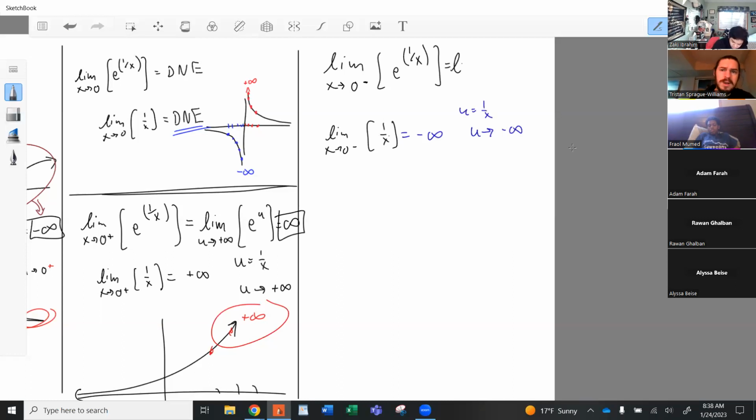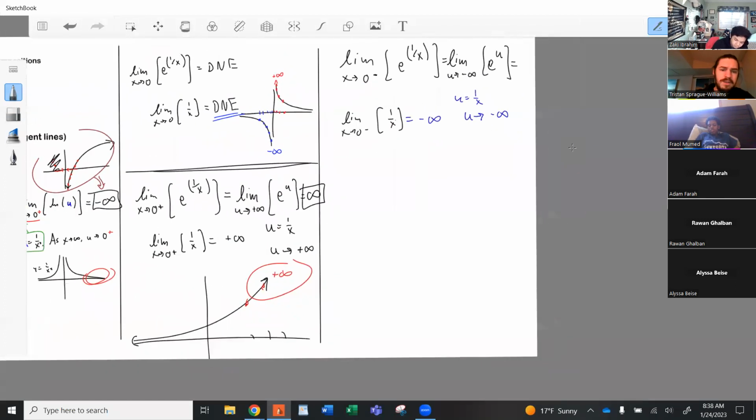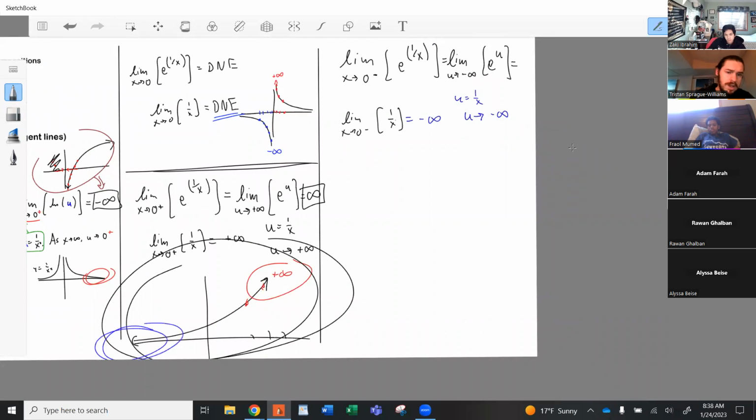And so e to the power u, as u approaches negative infinity, on this graph of e to the x down here, I want to look on the other side. I want to look over here. What's the limit on the left side? 0. Yeah. That limit is equal to 0.